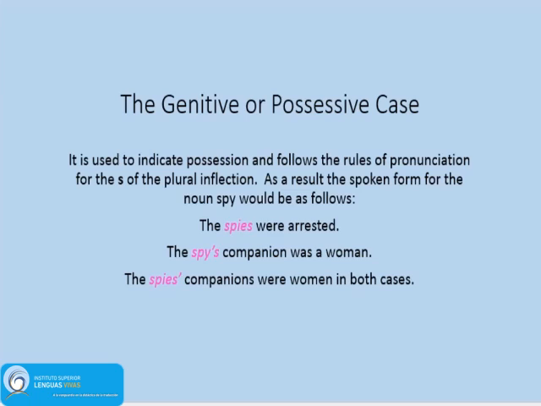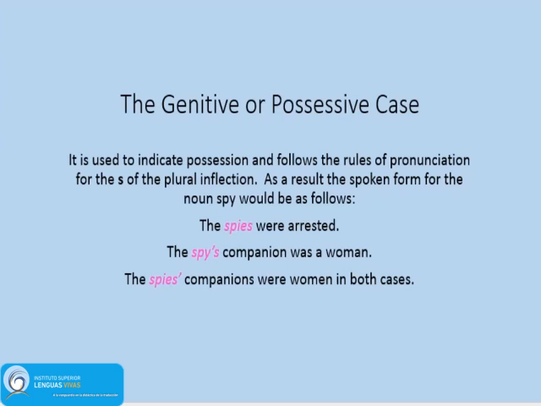Good afternoon. This class that we are going to do now is about the genitive or the possessive case. It is used to indicate possession, and it is very important in English, and there is no translation for it in Spanish. We don't have a possessive case in Spanish. And here we have the possessive, which is formed with an apostrophe S, which indicates possession.